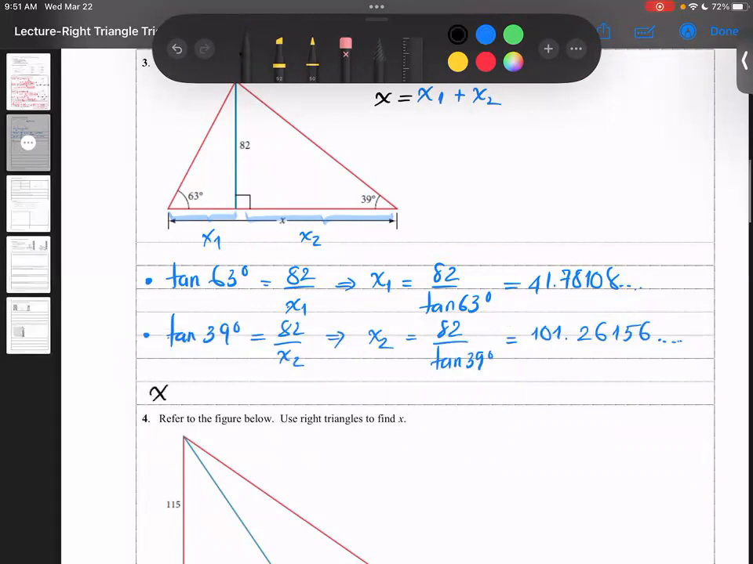x equals x1 plus x2, which is 41.78106, etc. plus 101.26156, etc. Roughly, I'm going to round it to two decimal places: 143.04 units.